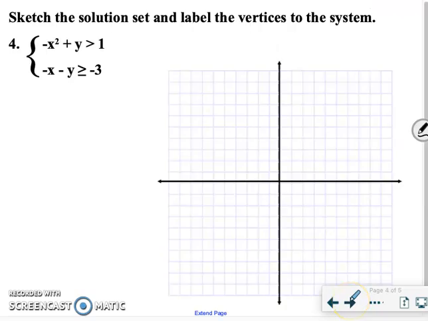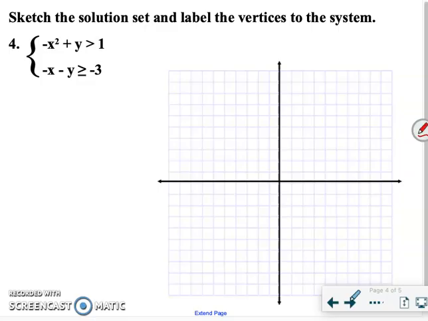All right, so next up, number 4, we're asked to sketch the solution set and label the vertices of the system. So this time the system was given to us. We have it right there in front of us, and we just want to sketch it, and then we need to address any shading that is necessary. So for this problem to be successful, I think that we need to get into a graphable form.